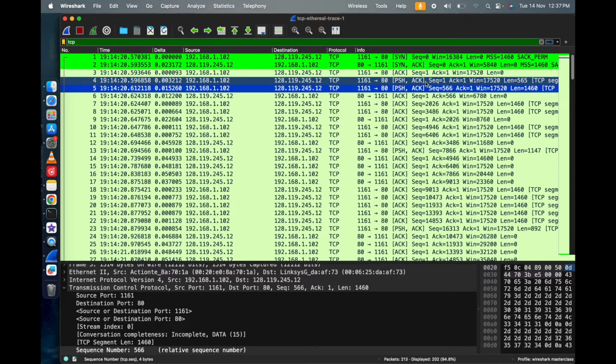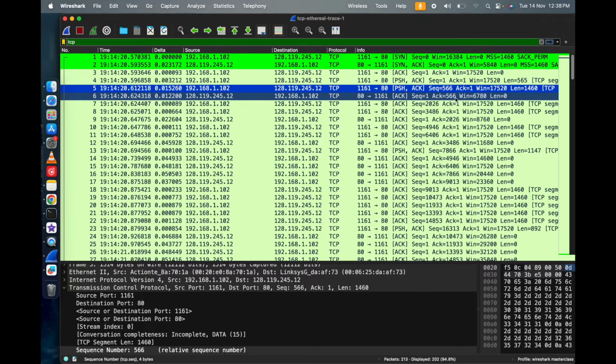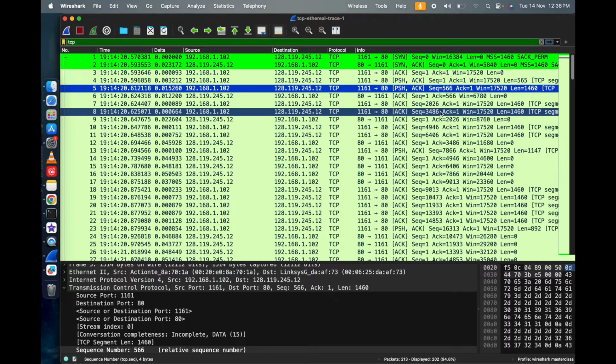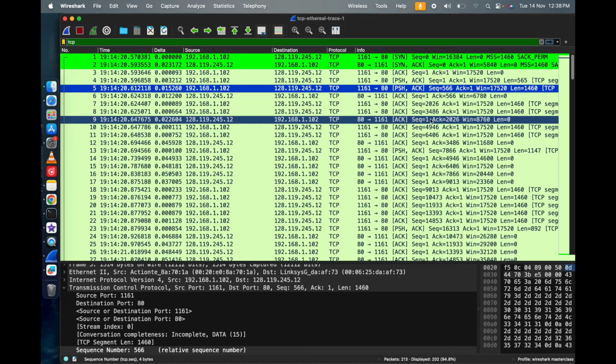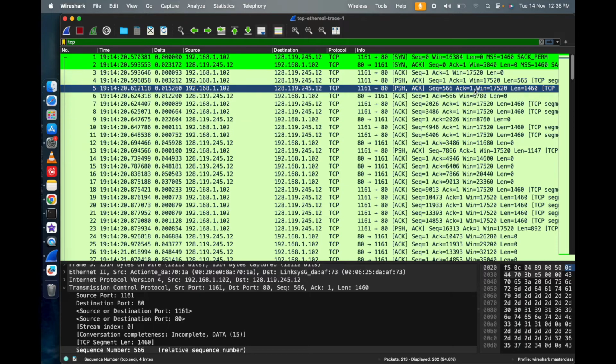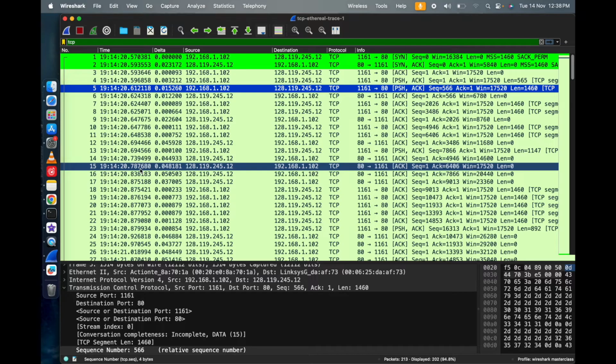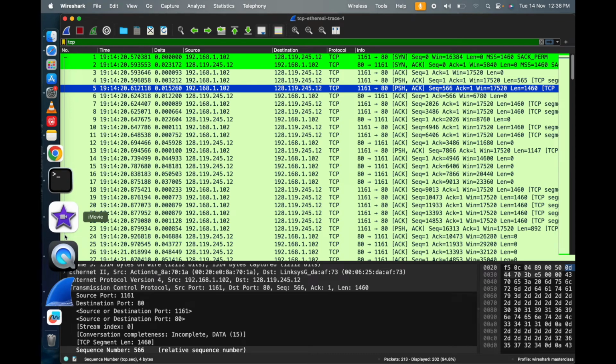Okay, yeah. Now the difference between the second and the first one is 565, and from this to 2026 there is the same difference of 1460, and from this to this 1460, and from this to this 1460, and till the 6 segments it has the same difference. So the length of the first TCP segment is 565, and the rest of the 5 TCP segments is 1460.